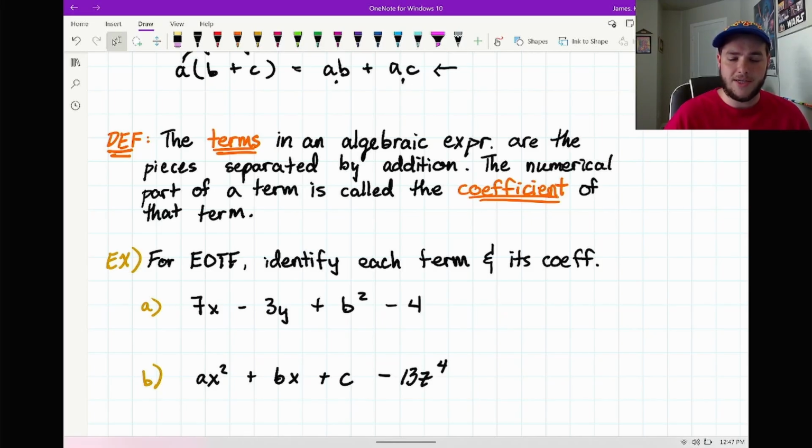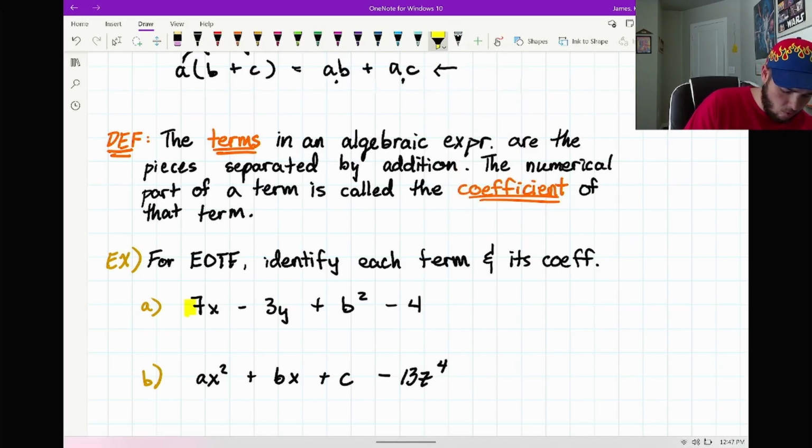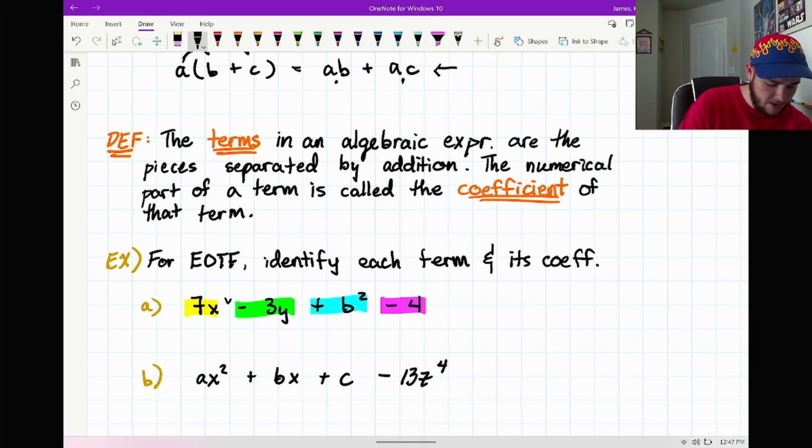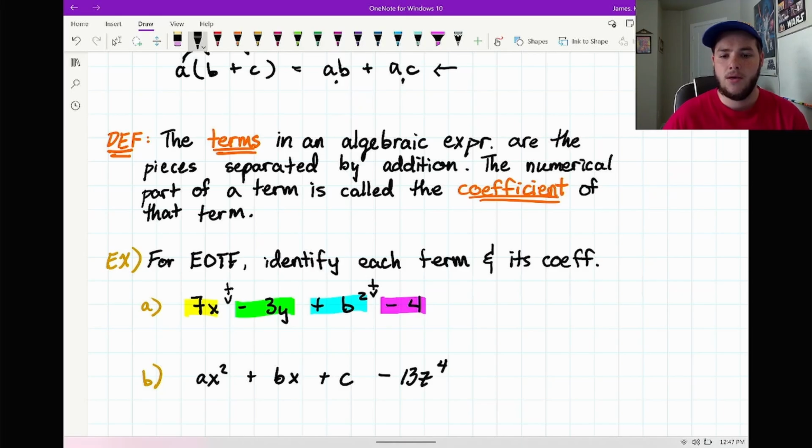For each of the following, let's identify each term and its coefficient. We'll do part A together. Remember, my terms are just the things separated out by addition and subtraction. So here, I've got one term, another term, another term, and another term. Notice I can kind of think of there as being an imaginary little addition in front of these minus signs. So the negative sign goes with the coefficient of each term.